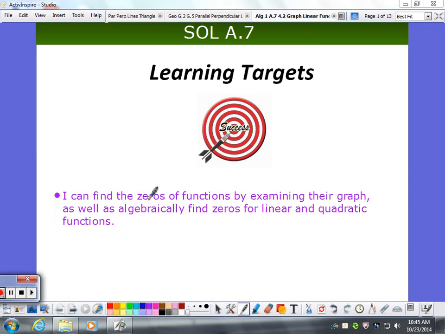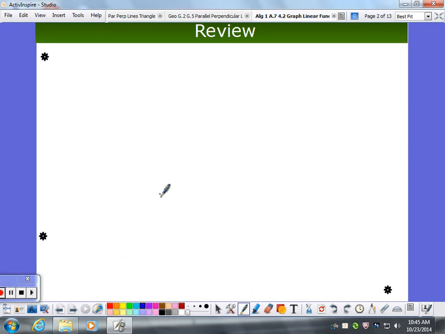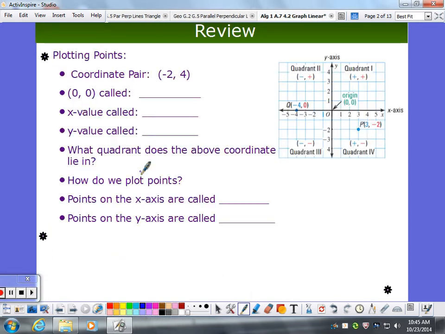Ready. So today, we're going to continue working with graphing. So let's review what we did last time. We had a whole bunch of stuff here, so it's not on your paper. We're just going to look at it. So, a coordinate pair.